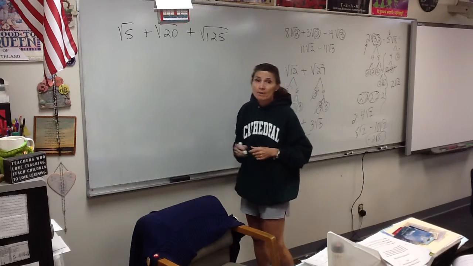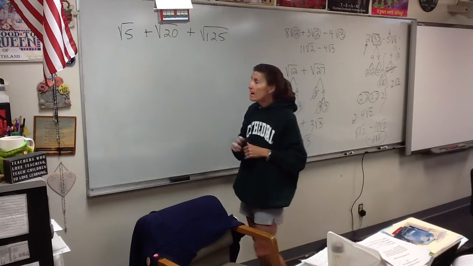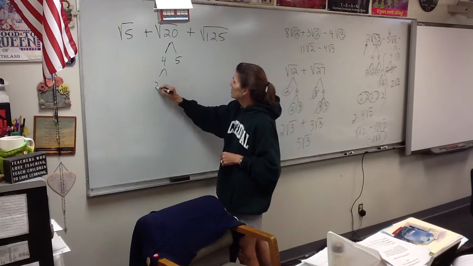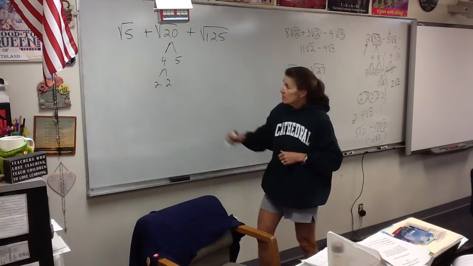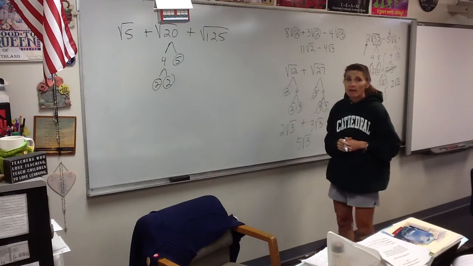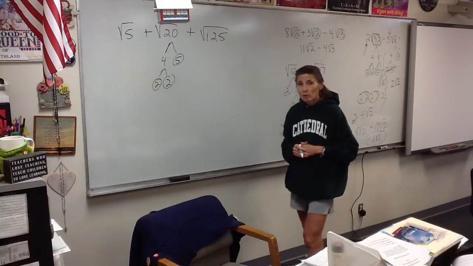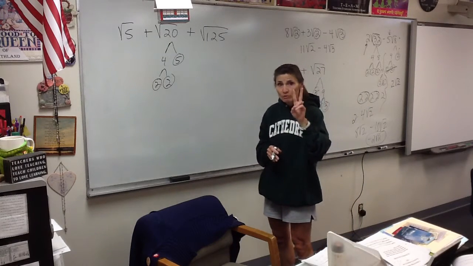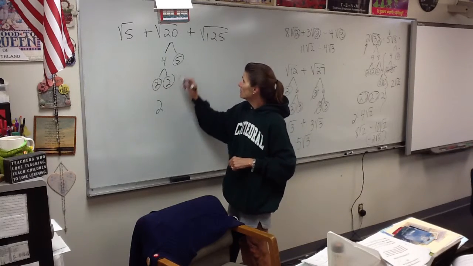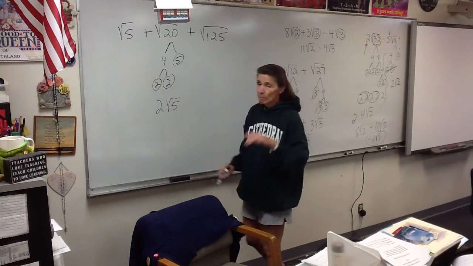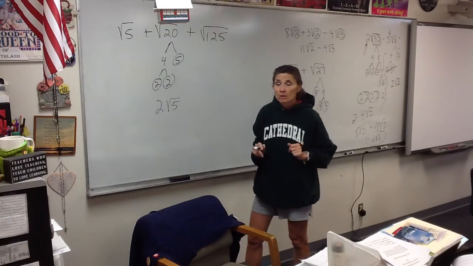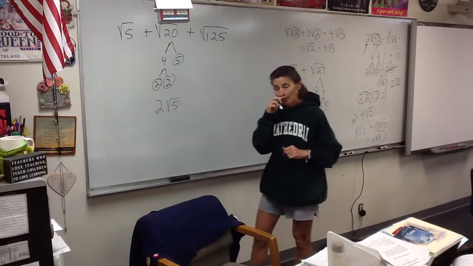What about 20 though? 20 breaks down. 4 times 5? 2 times 2 times 5. So the prime factors of 20 are 2, 2, and 5. Remember, when I take a square root, I'm looking for groups of 2. Here is a pair. So out will come the 2, and in will stay the 5. Remember, whatever gets paired up comes out. Whatever is alone stays in.